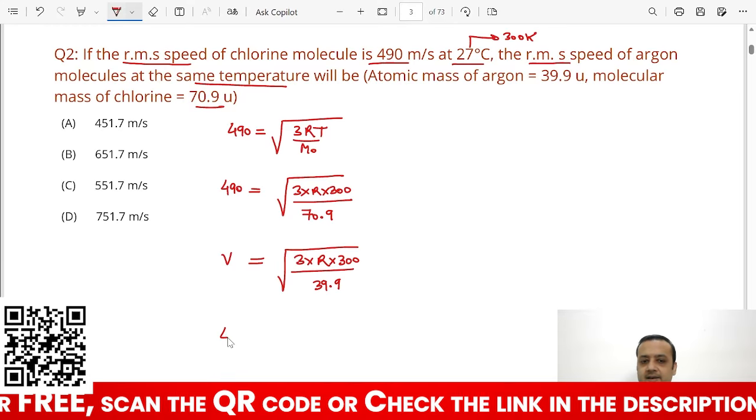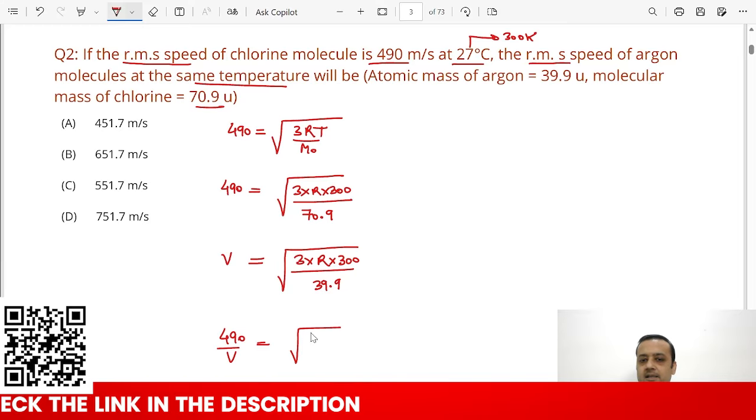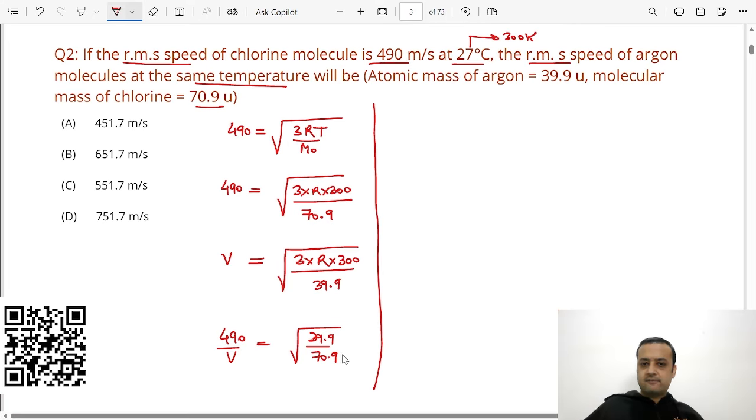Okay, so if I divide this 490 by v, you will get 39.9 divided by 70.9, right? So now the value of v will become root of 70.9 divided by 39.9 multiplied by 490. All right, so when you do the calculation, it will be nearly 651. Approximately you'll get 651, so option B will be the correct answer for this question.